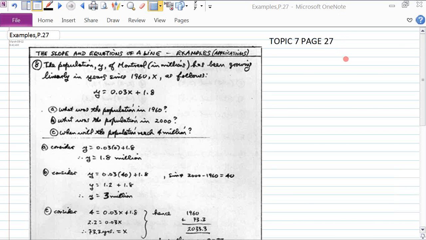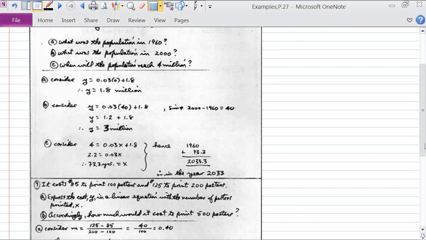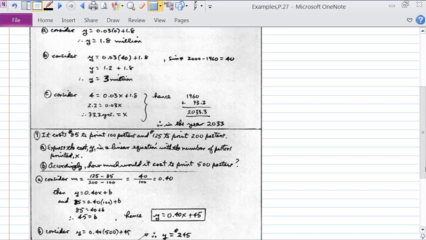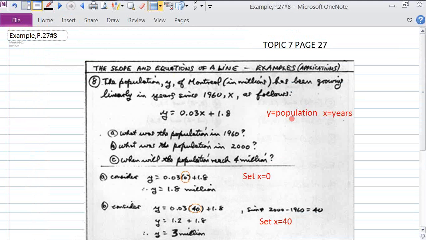We're on page 27, topic 7, and we're going to do examples of applications of a straight line with two problems on this page, problem 8 and problem 9. So we're going to do these two problems. Let's get started with problem 8.